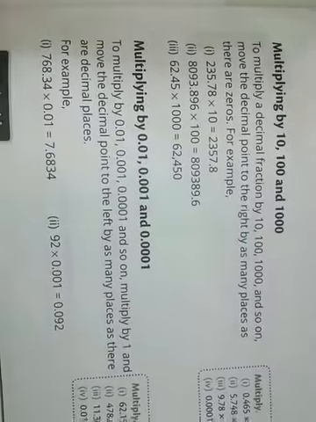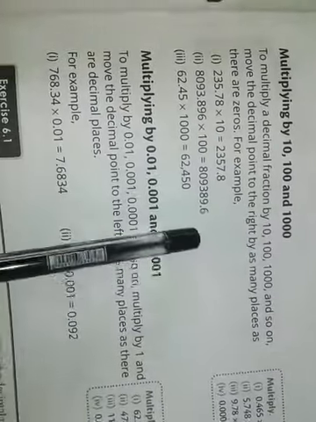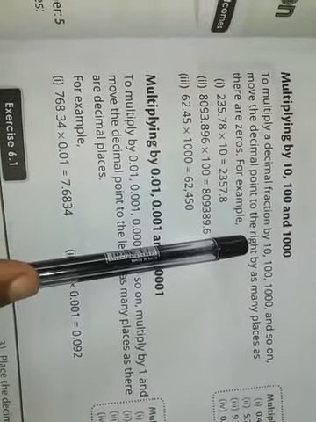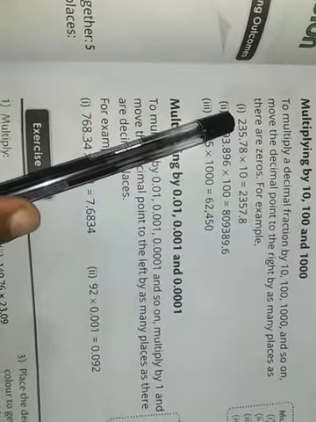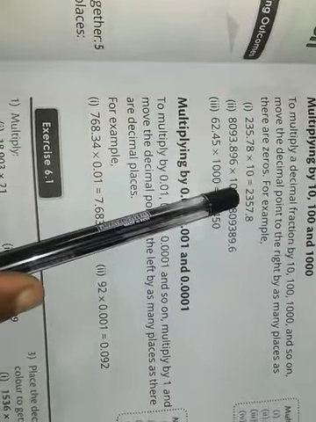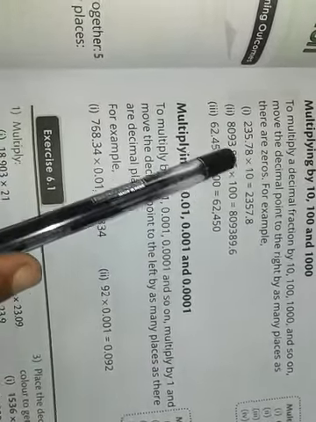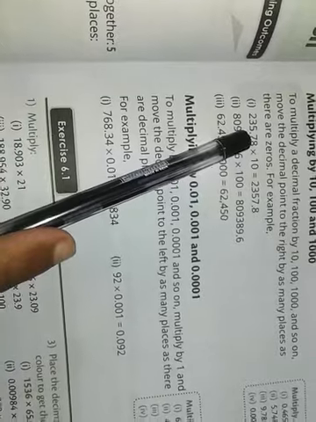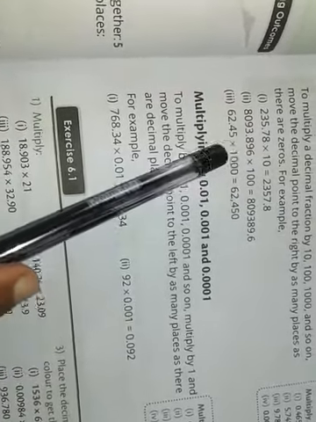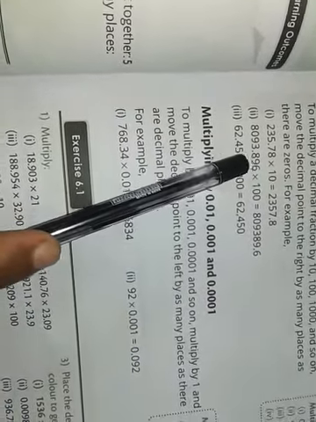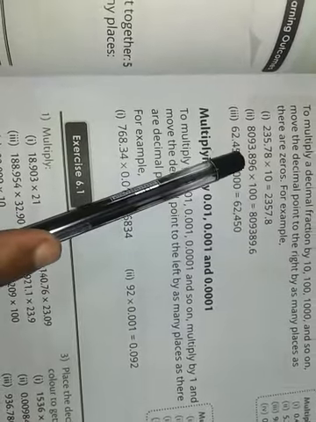Suppose we have to multiply a decimal number by 10, 100 or 10,000, then what do we do? Then the decimal point moves to the right. Suppose here we do 235.78 multiplied by 10, it becomes 2357.8. This decimal moves to the right. How many zeros are there? As many zeros are there, the decimal point moves that many places to the right. In this question also this point goes two times. Here 100, that means this point goes two times.